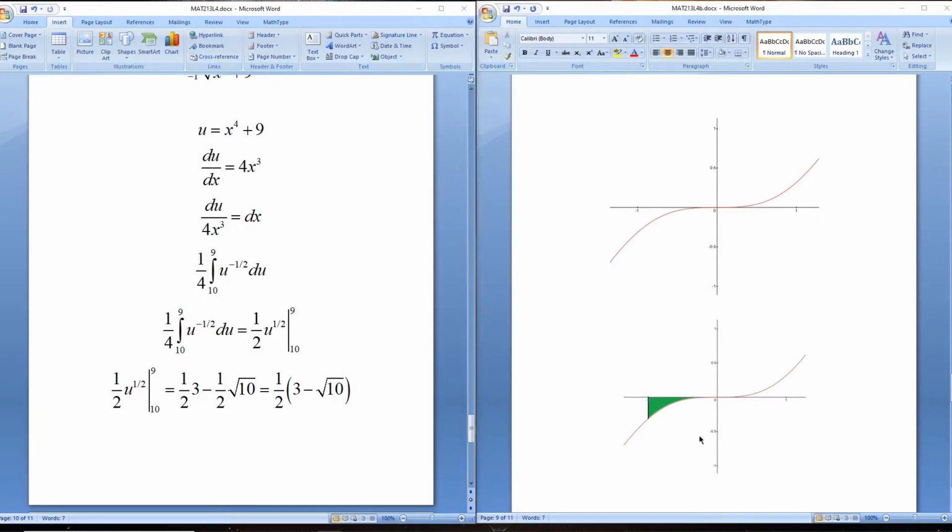Now you might have noticed, maybe or maybe not, this is the first example we've had where the green area is actually below the x-axis. So in every example I've given so far, the green area has always been above the x-axis. Notice this time it's below. And if we look at our final answer, the square root of 10 is a little larger than 3. So our final answer is a negative number.